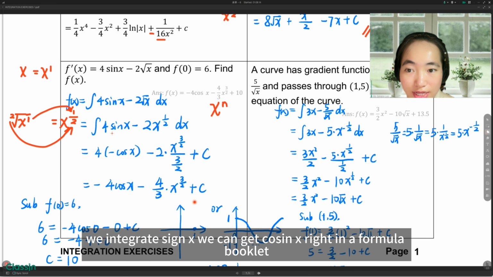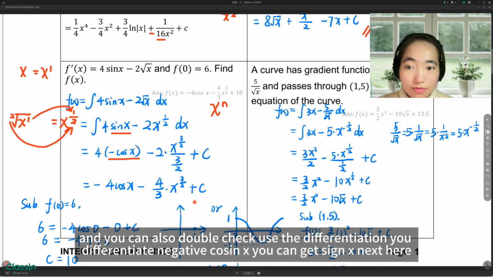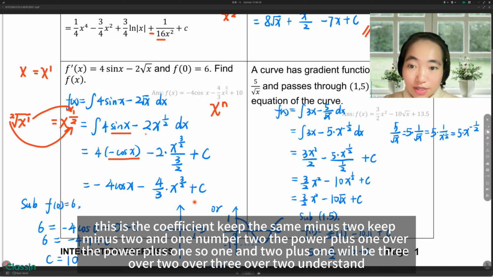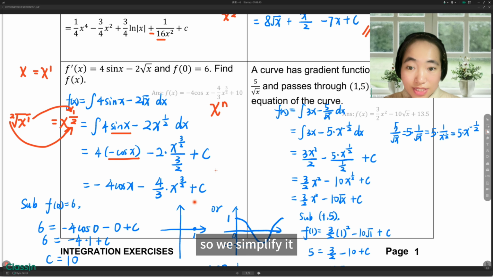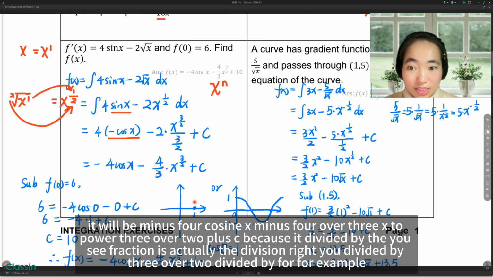Next, we integrate sine x, we can get negative cosine x, right, in our formula booklet. And then you can also double check, use the differentiation. You differentiate negative cosine x, you can get sine x. Next, here, this is the coefficient, keep the same, minus 2, keep minus 2. And 1 over 2, the power plus 1 over the power plus 1. So 1 over 2 plus 1 will be 3 over 2, over 3 over 2. Understand? So we simplify it. It will be minus 4 cosine x minus 4 over 3 x to the power 3 over 2 plus c.